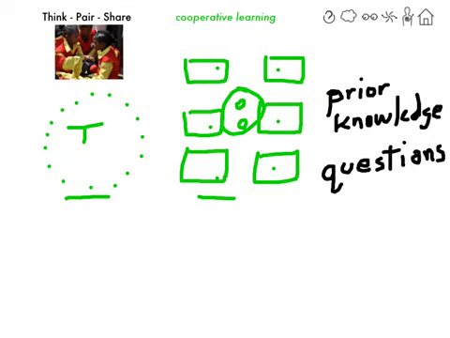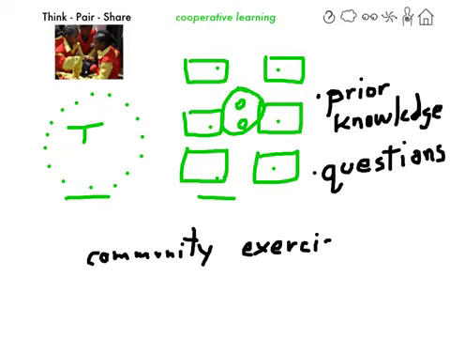And prior to getting the prior knowledge and questions, I would recommend doing some community building exercise. It could be, if it was lower grades, something like Zoom, moving in rhythm. It could be commonalities for older ages, and something to pull everybody together prior to discussing whatever the topic is.